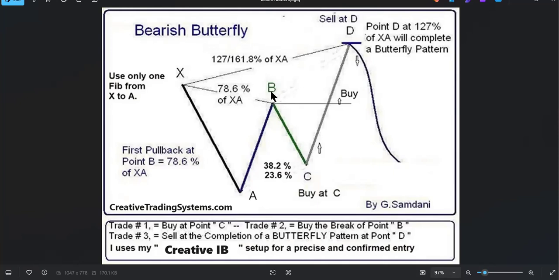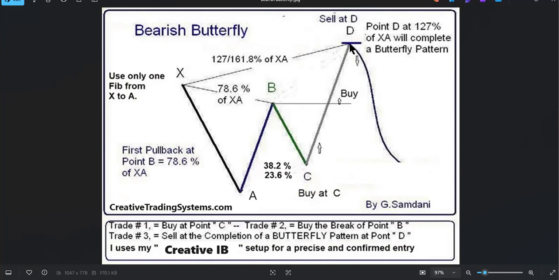If it is touching 78%, then usually what happens is that it drops to 38% and bounces. Sometimes it goes to 23. If it is 50 or 61, then most likely it will go to 23%. But with 78, since the buying pressure is too much, it doesn't come down as much as the other two patterns, but it stops at 38% and then makes the turn. Then it goes to either 127 or 161. That's the idea. Once it's there at point D, then you can say that the bearish butterfly pattern is completed, right?